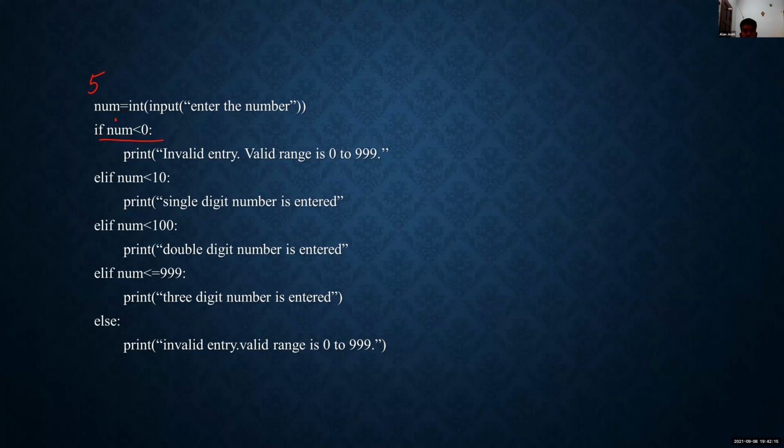5 less than 0, which statement is it, true or false? 5 less than 0 is a false statement. So it will not execute this statement. Here 5 less than 10 is a true statement, so it will execute the single digit number statement. Okay.